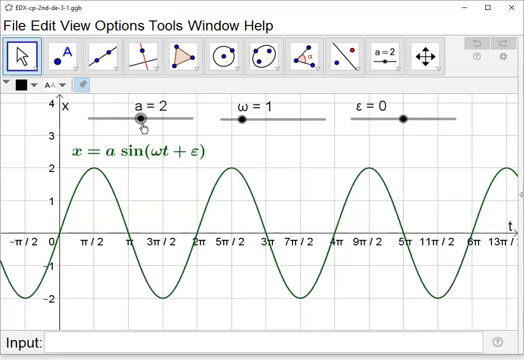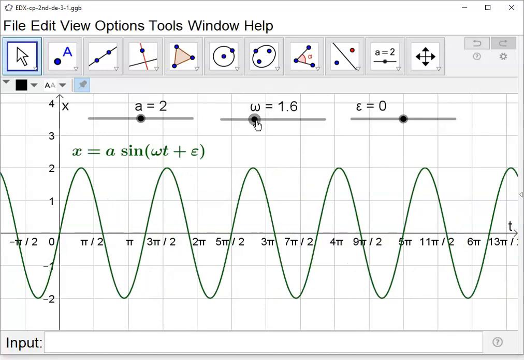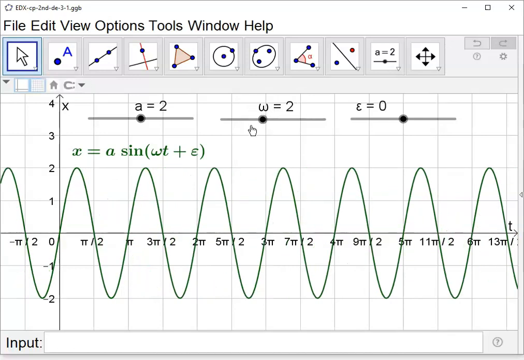So if I just leave A at 2 for now, if I change omega, this changes the period of the graph. At the moment we're looking at x equals 2 sine t, and if I increase omega to 2, we can see that we get x equals 2 sine 2t. It's got twice the frequency. One complete cycle isn't 2 pi anymore. The one complete cycle is pi. So that's 2 pi divided by omega, which is 2, gives us one complete cycle is pi.